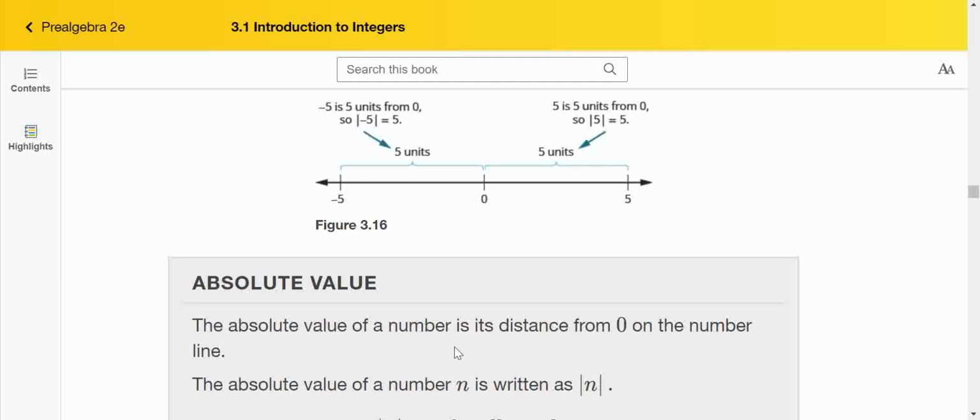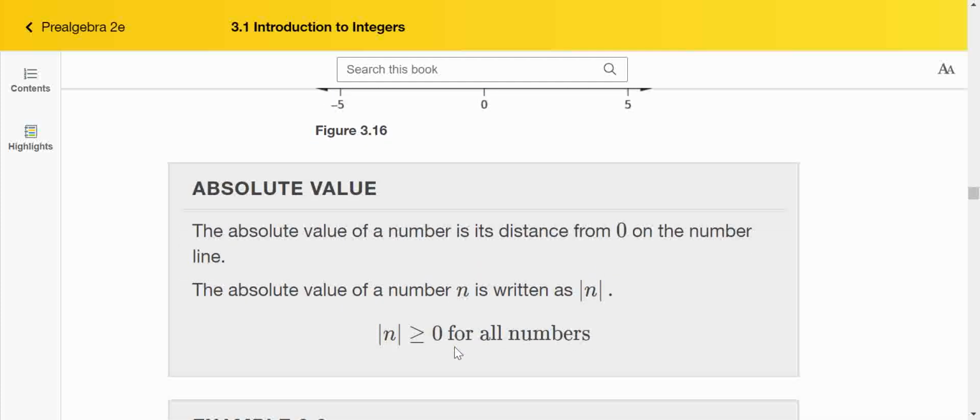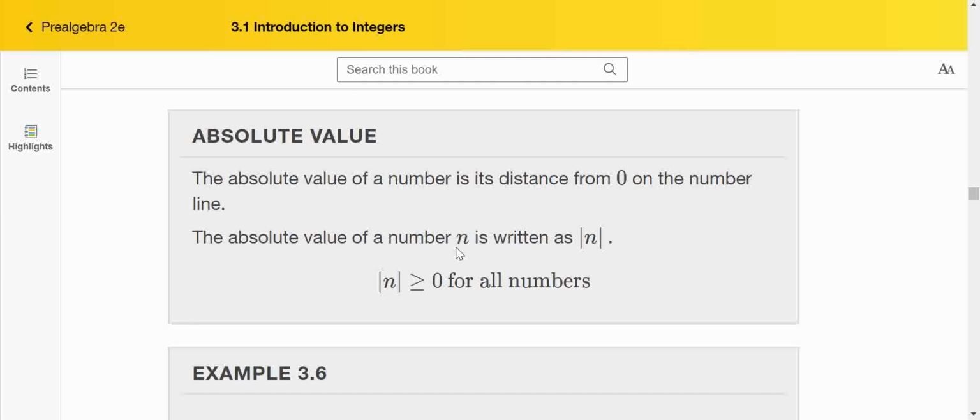The definition of absolute value: the absolute value of a number is its distance from 0 on the number line. The absolute value of a number n is written as the absolute value of n. Absolute value of n is greater than or equal to 0 for all numbers.